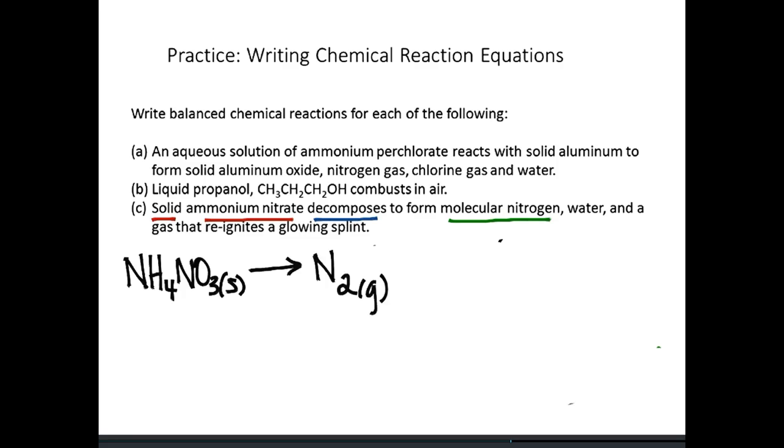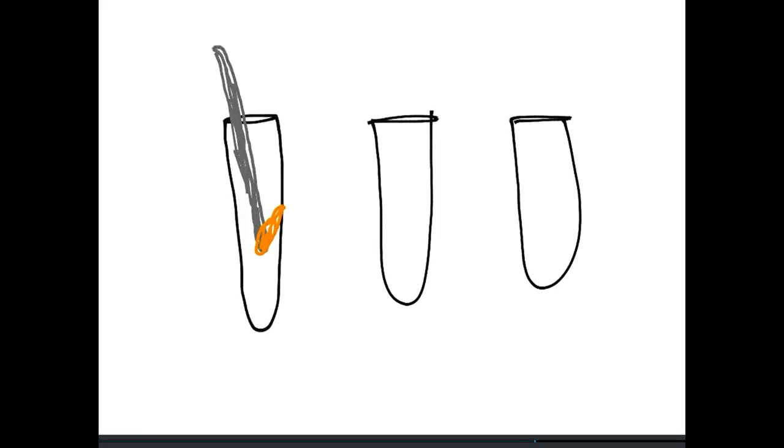We're going to form molecular nitrogen. That's another word for N2. That means nitrogen as a molecule. Nitrogen is a gas, so I expect you to know that. Water, you're going to write H2O liquid. And a gas that reignites a glowing splint. So this is one of the splint tests that you did in class, and I do want you to know the different splint tests and the different reactions or things that would happen and the indications of what gas. So a gas that reignites a glowing splint is definitely oxygen. But I want to make sure we remember the different splint tests.